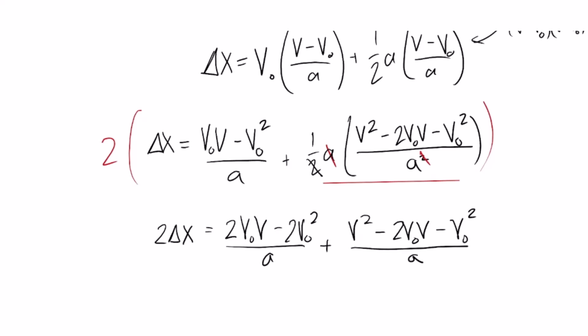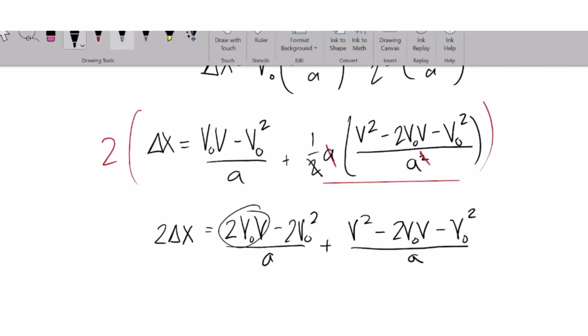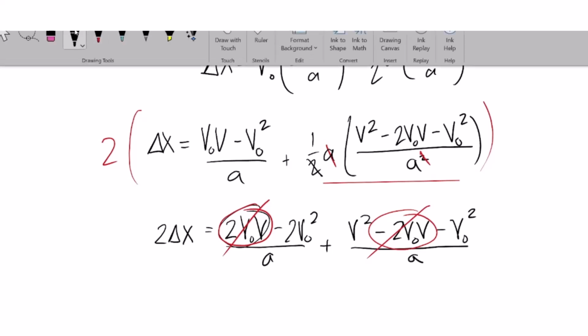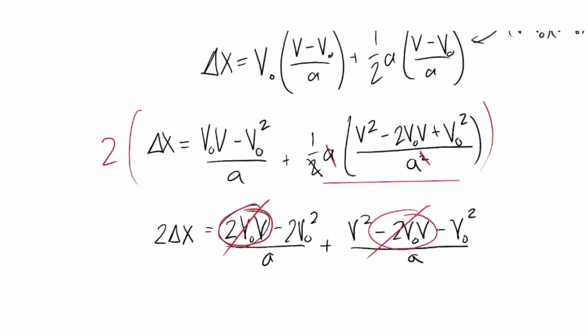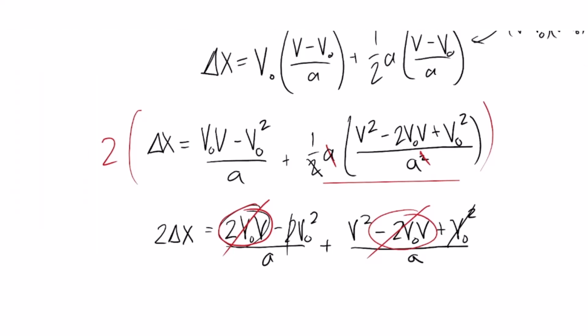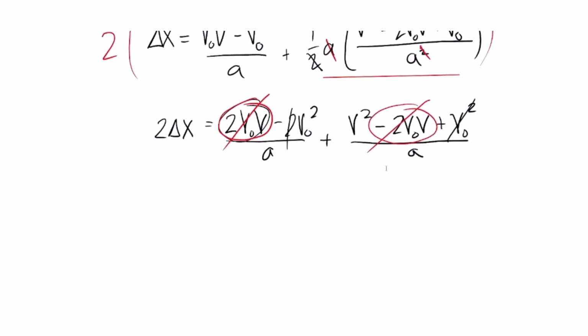You have their like terms, so you can actually combine them. But I'm going to change color. Here is a positive 2v naught v. Here is a negative 2v naught v, so those will go away. Here is a, I'm sorry, there's a mistake. This should be, when you FOIL it, plus v naught squared. All right, so this 2v naught v, that 2 would cancel out that because you have 2 and 1. Okay, so simplifying that, we get 2 delta x equals negative v naught squared plus v squared over a.